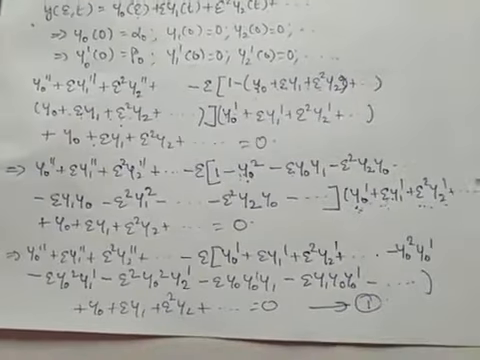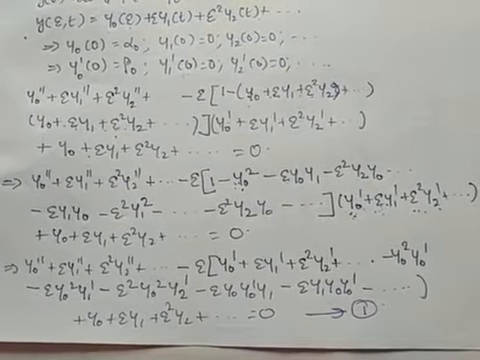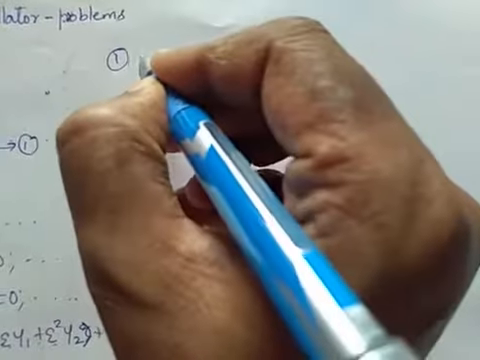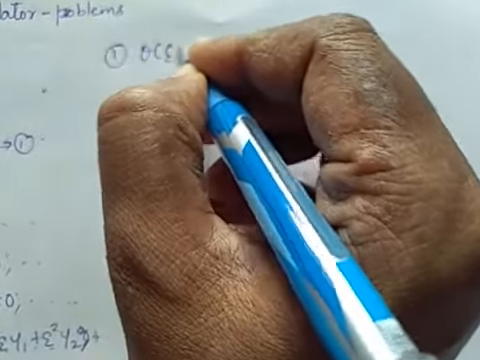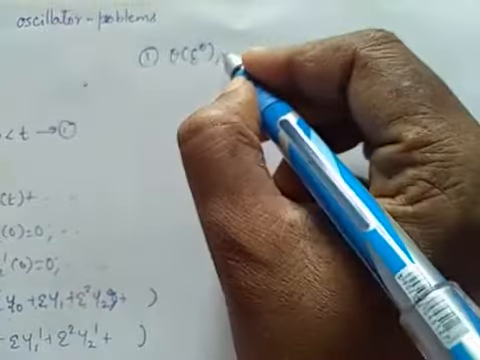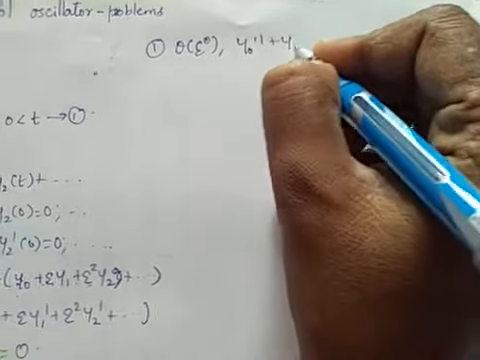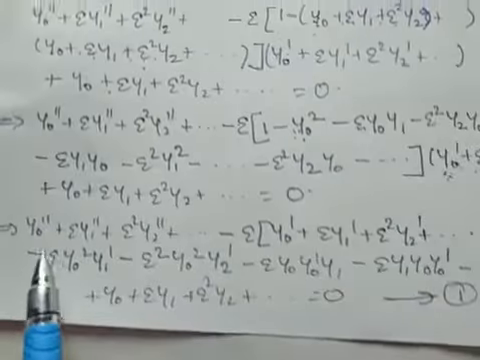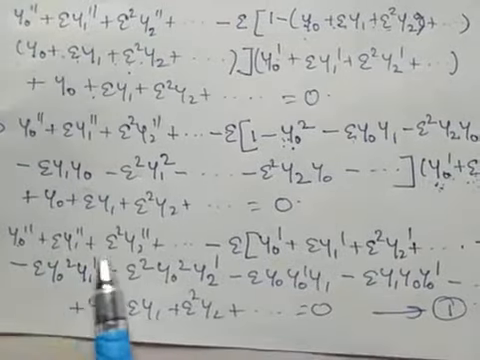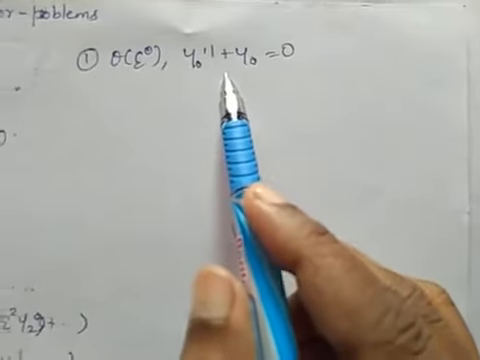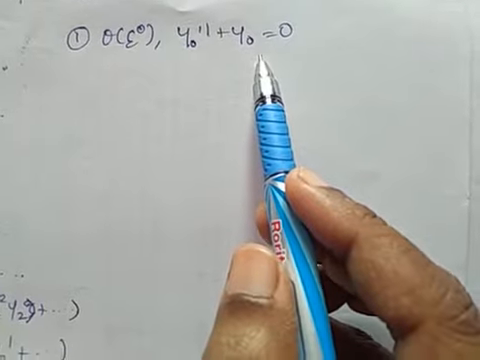From this equation, we are going to find coefficients of epsilon power 0, epsilon power 1, epsilon power 2, etc. So when we consider the coefficient of epsilon power 0, we will have y0 double dash and y0 equal to 0. All others are having epsilon terms, and here y0. So our equation is y0 double dash plus y0 equal to 0.